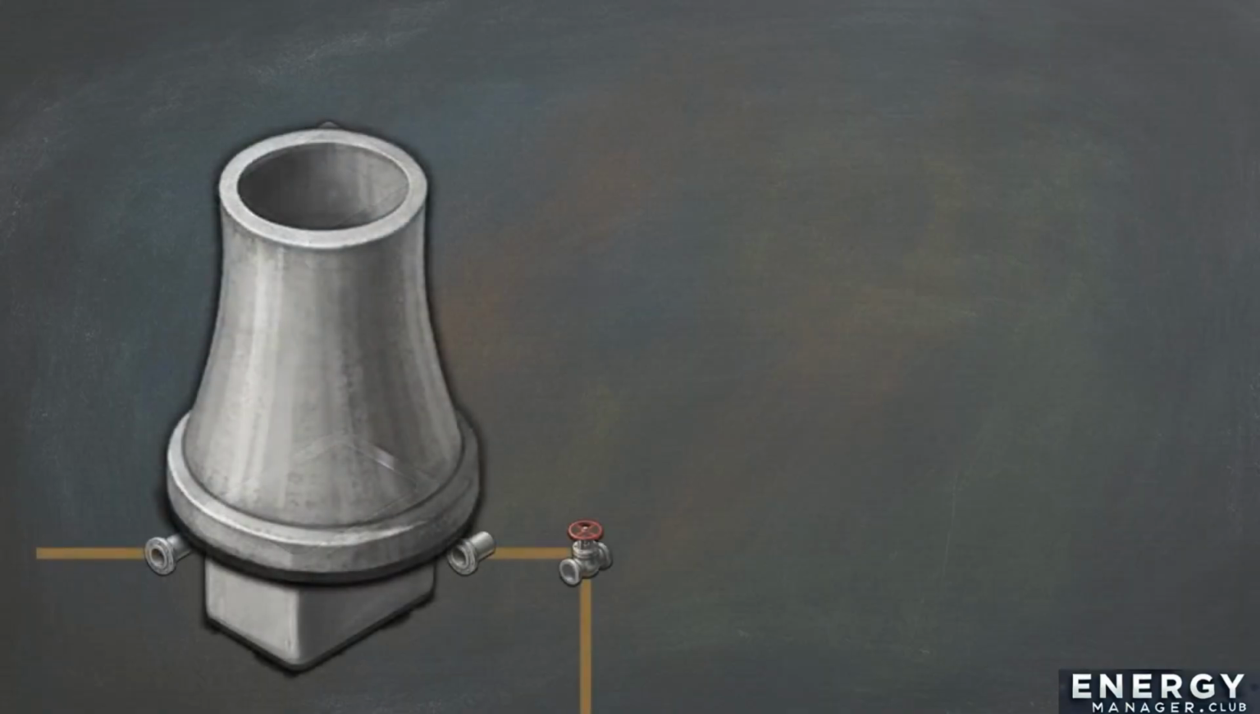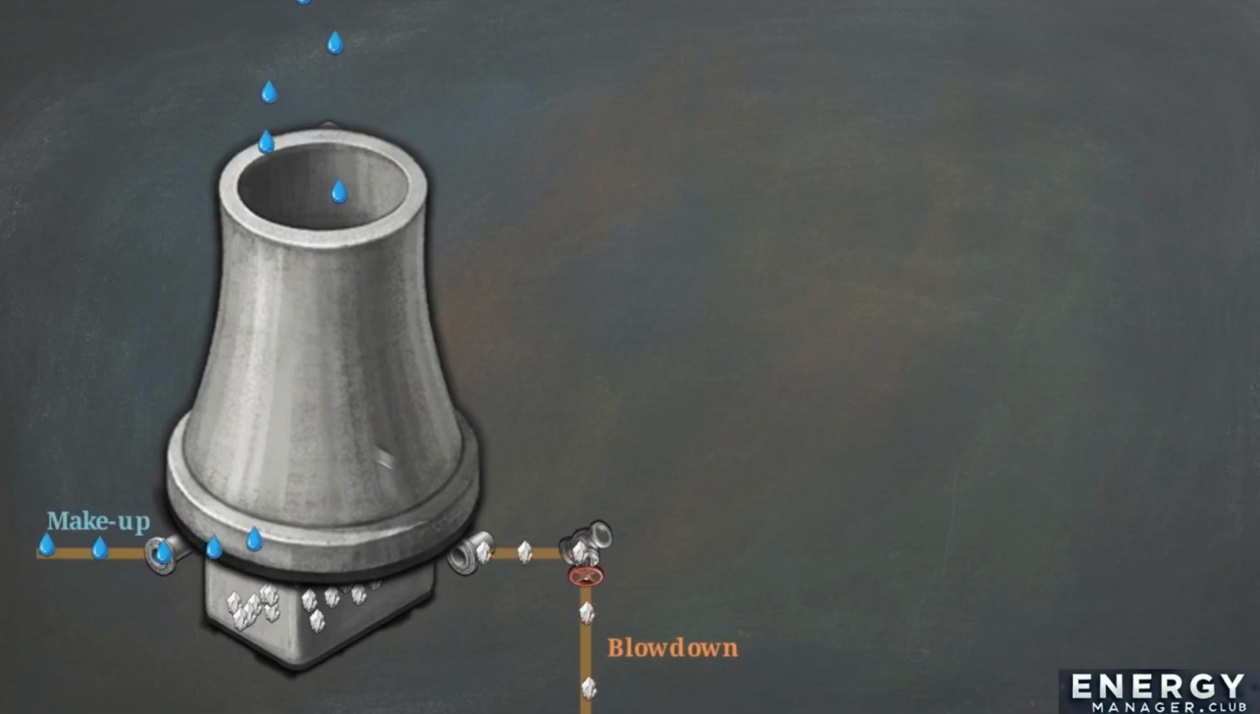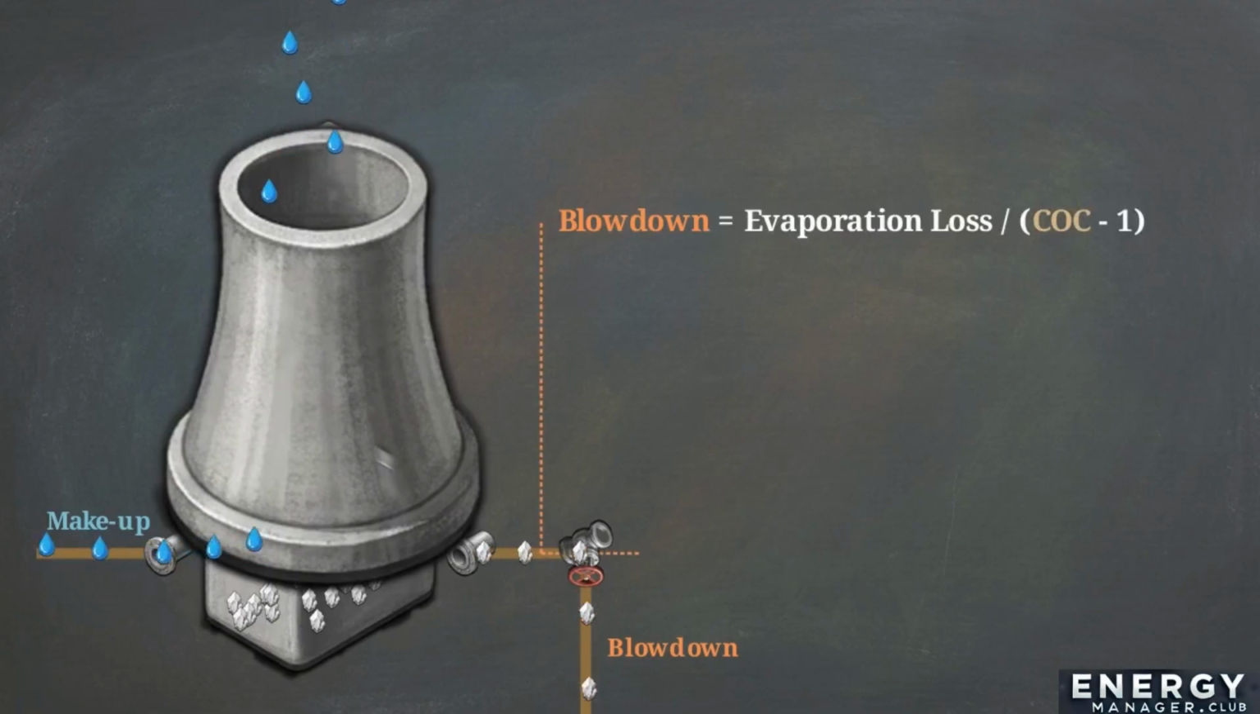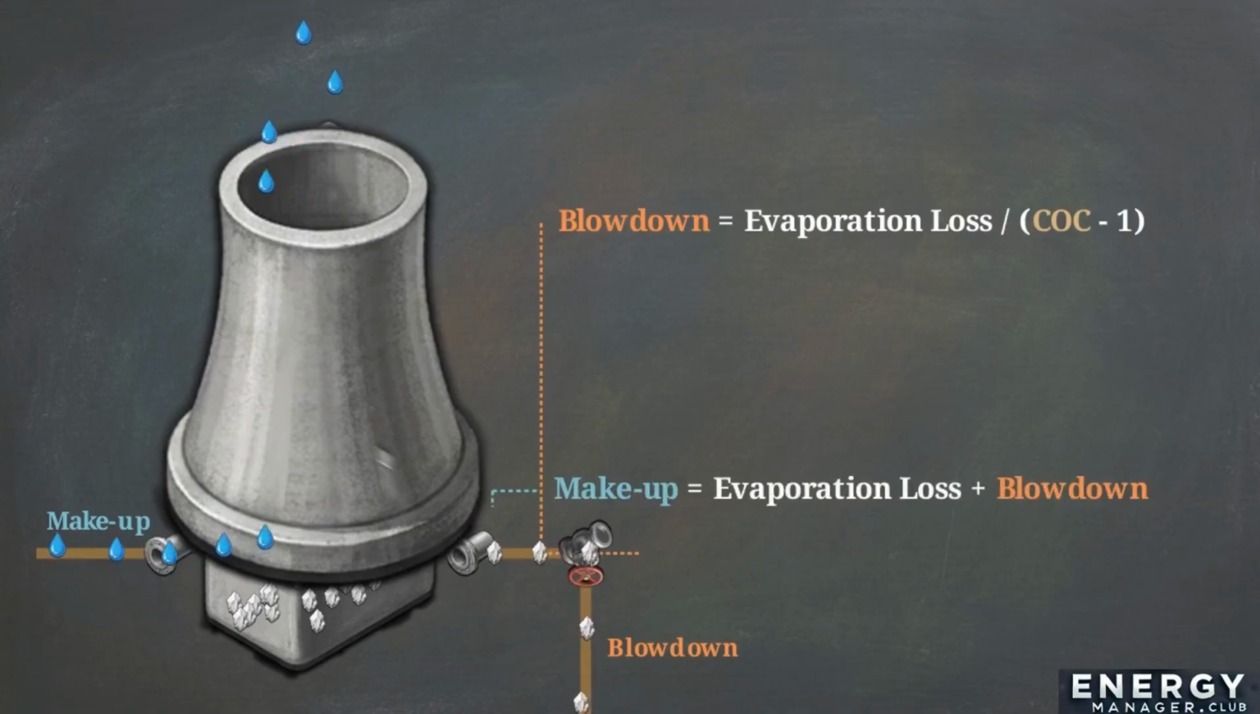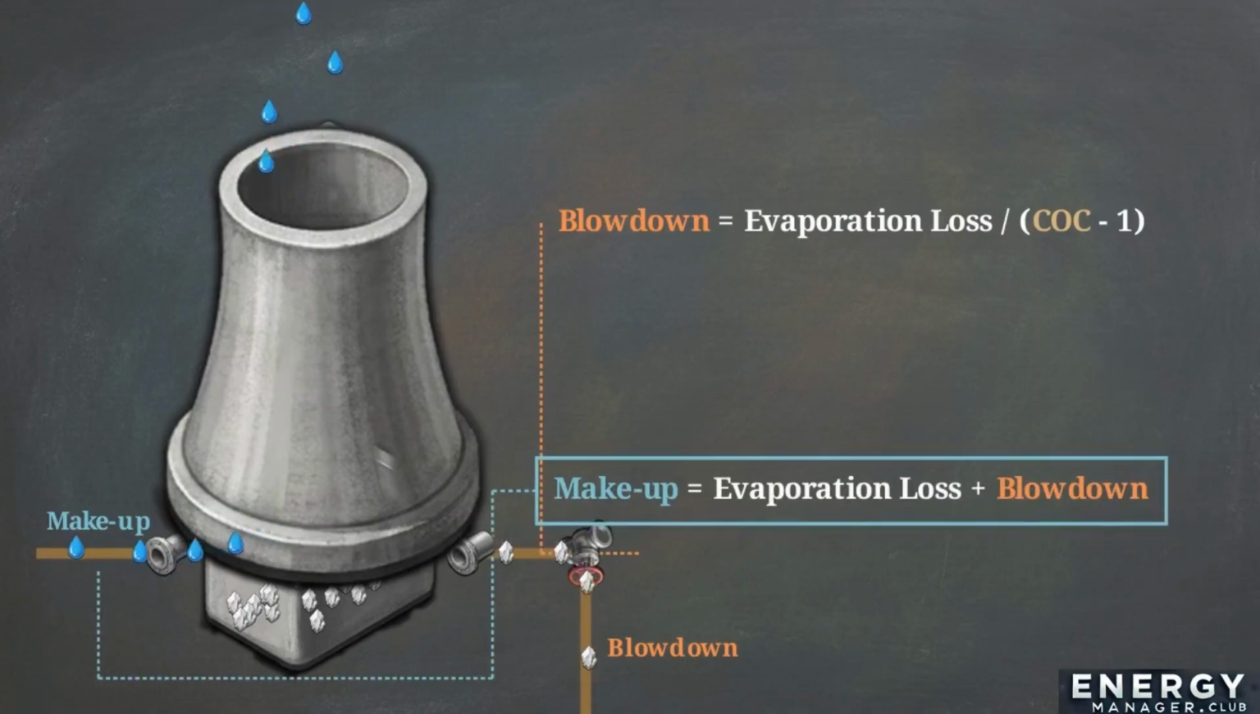This cycle graphic illustrates the physical consequences of the evaporation process. When pure water vapor escapes through the top, it leaves behind scale-causing minerals. To maintain the system, the tower must continuously bleed out this concentrated water, known as blowdown, and replace it with fresh makeup water. To find exactly how much water is needed, we use these two relationships. Blowdown equals the evaporation loss divided by the cycles of concentration minus 1. Then total makeup water is simply the sum of the evaporation loss and the blowdown.